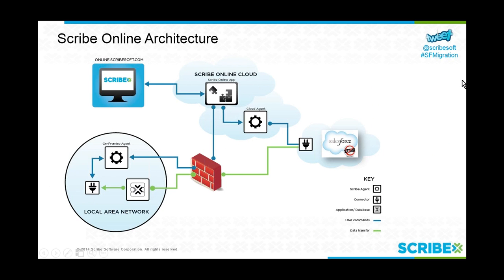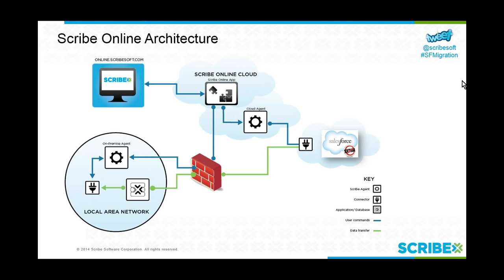So with Scribe, we're going to log in from a web browser. And that's what's up there on the upper left-hand corner, the online Scribe. That's kind of where we start, and that connects into the Scribe Online Cloud. Our app is cloud-based, and so it's up there. You log into it with a username and password.